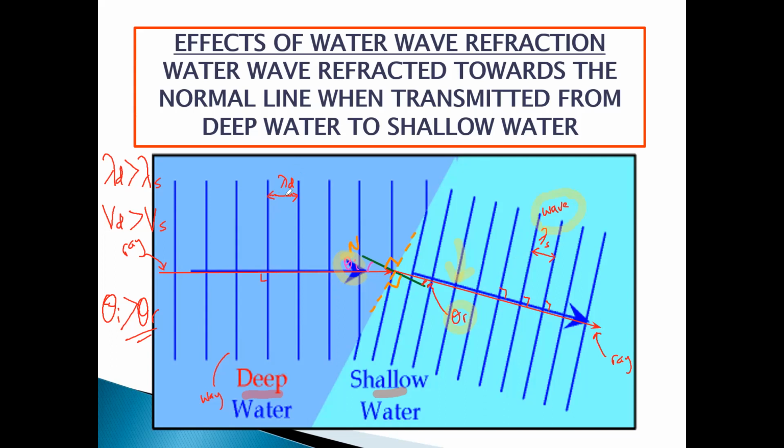If you notice, after refraction in the shallow water, wavelength decreases. So wavelength in a deeper area is always bigger, in a shallow area smaller. Speed also decreases. Speed in a deeper area is bigger, in a shallow area smaller. So a wave going through refraction from deep to shallow is refracted towards the normal. Wavelength decreases in the shallow area and speed decreases in the shallow area after refraction.